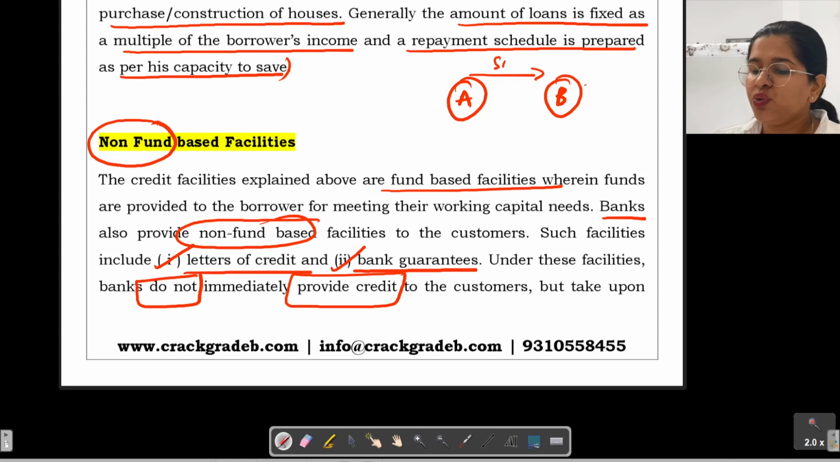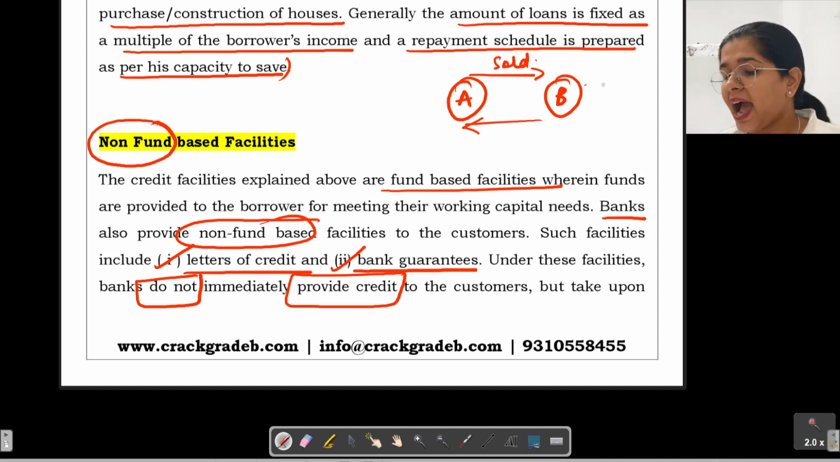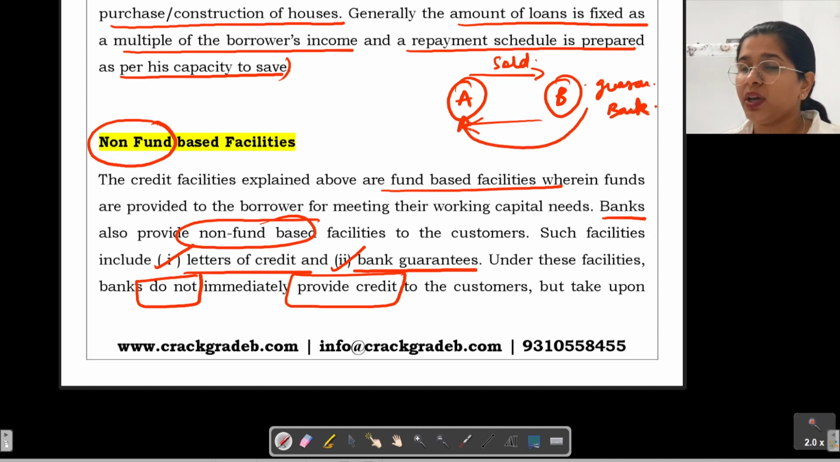A sold goods to B and B has to pay the money, right? But B said that I am giving you a guarantee of my bank. ठीक है? So B ने bank guarantee provide करा दी A को कि if tomorrow I am not able to pay you the money, my bank is going to pay you. Now somewhere the bank's liability does not arise immediately because the first person who is responsible for making the payment is B. ठीक है, जो पहला responsibility है वो B के सर पे आएगा.